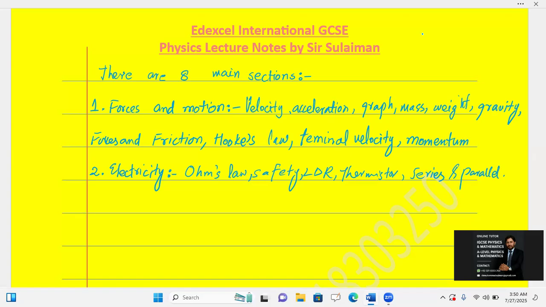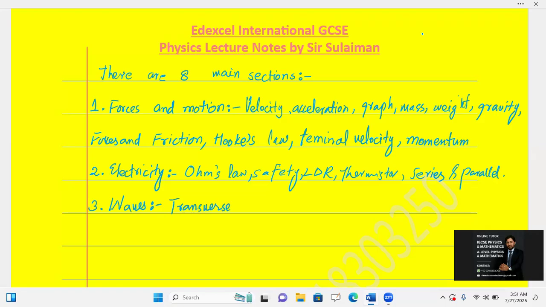After that, number 3 is related to waves. This is the third section. In waves, we are going towards their types: mechanical waves, electromagnetic waves, and later on what waves basically are. And I will go towards transverse waves and longitudinal waves.